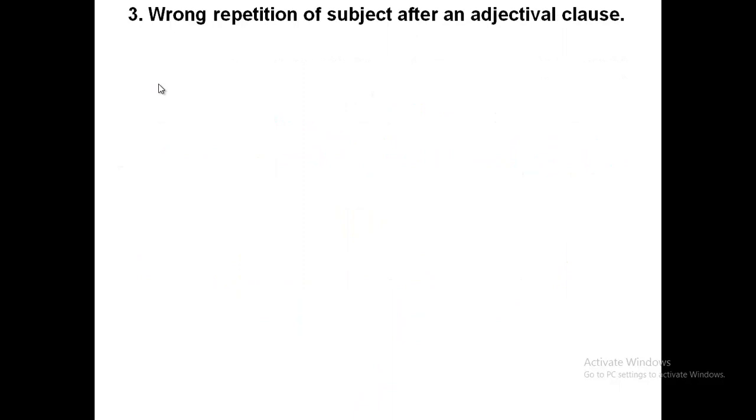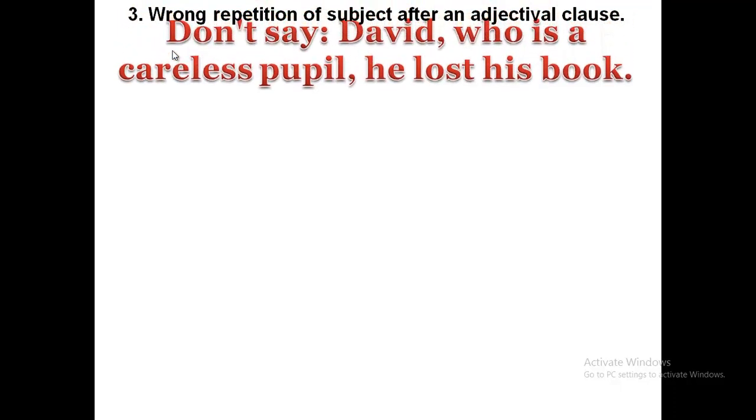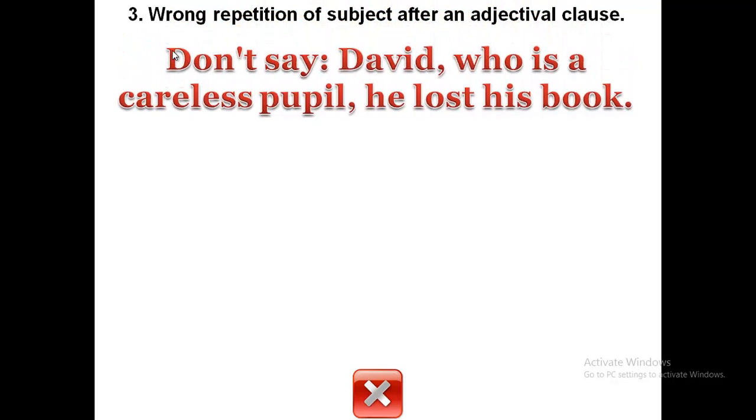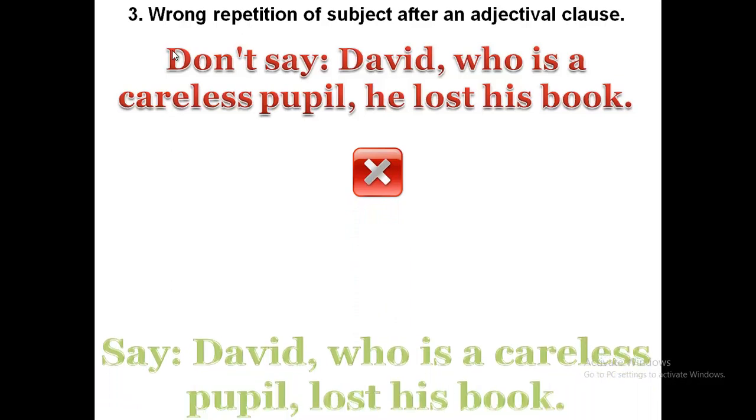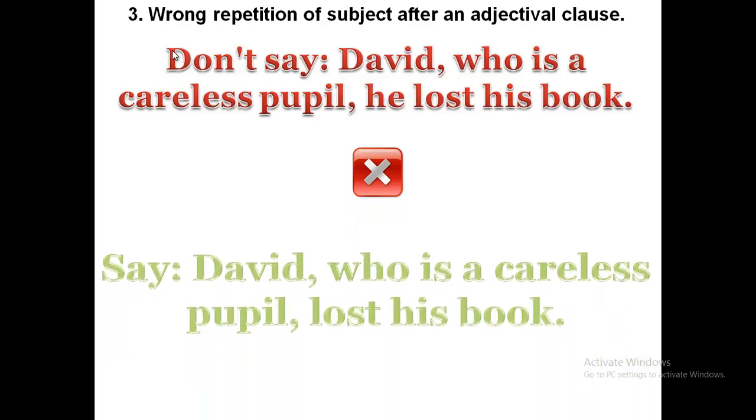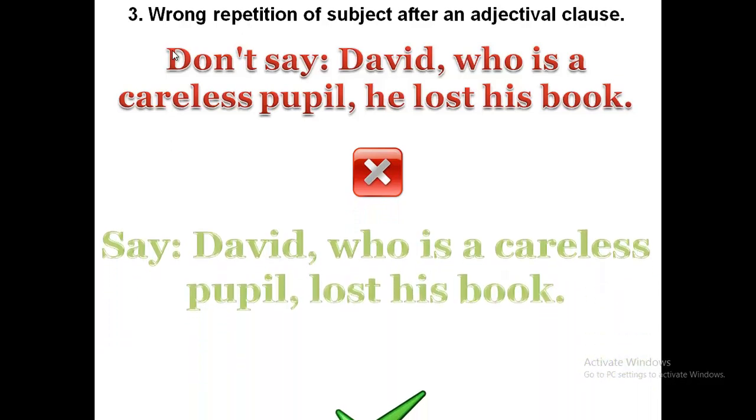The third example is wrong repetition of subject after an adjectival clause. Have a look at this. Do not say David, who is a careless pupil, he lost his book. Simply say David, who is a careless pupil, lost his book.